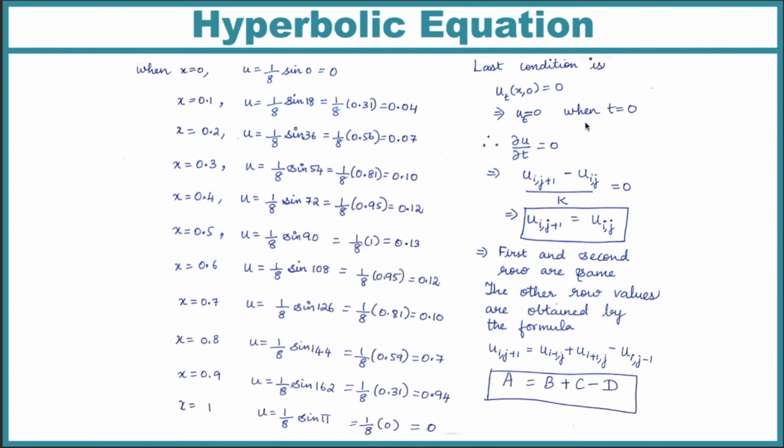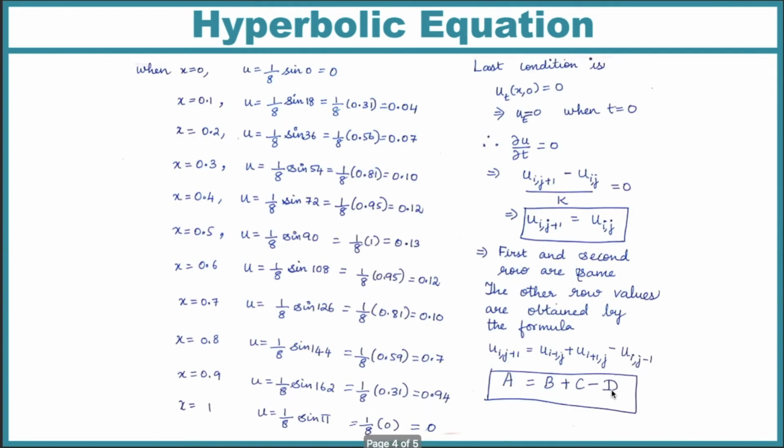So from that condition, what will happen over here? u of i comma j plus 1, if this k goes there it's 0, and this comes to that side, so it becomes u i comma j. That implies the first and the second row are the same. The other rows, the values are obtained by the formula A is equal to B plus C minus D.